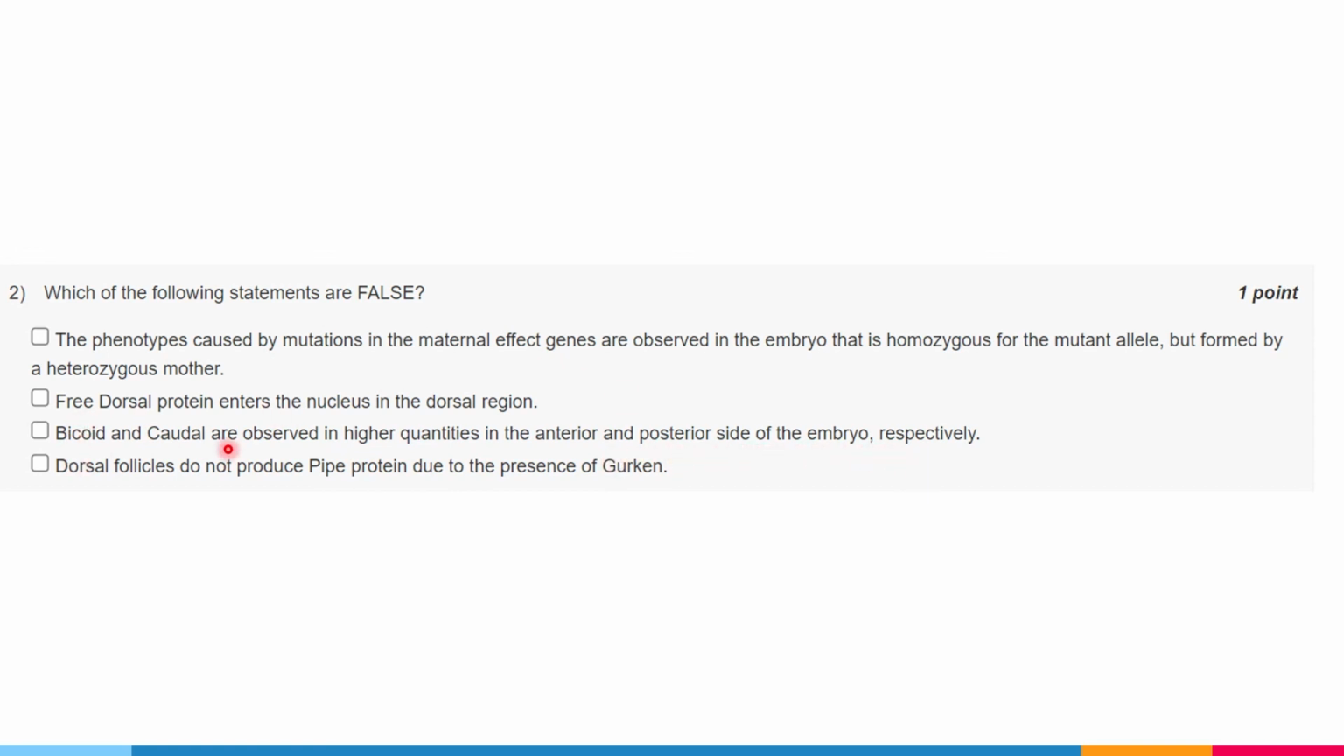This is correct because we have seen the graph itself, in which bicoid is present maximum in the anterior and caudal is present maximum in the posterior. And finally, dorsal follicles do not produce pipe protein due to presence of gurken. This is also correct because we have seen that gurken goes and binds to its receptor torpedo in the dorsal follicle cells and does not prevent the formation of pipe there, and thus only the ventral cells produce pipe, and the entire signaling is only happening in the ventral side, and that part only gets ventralized.